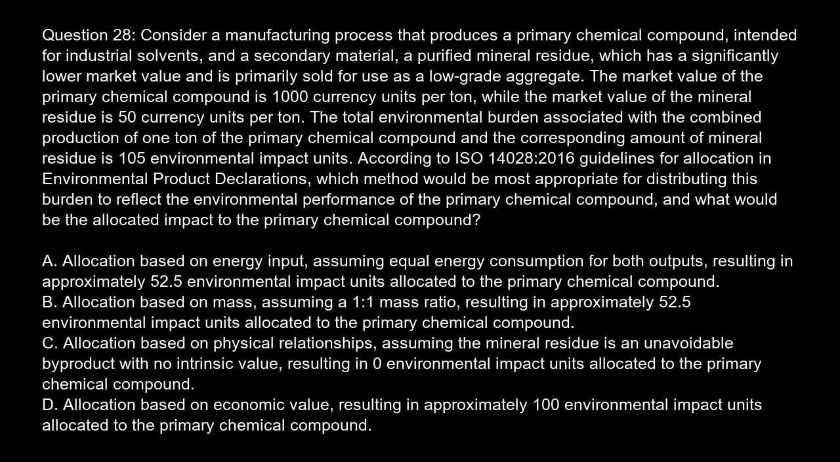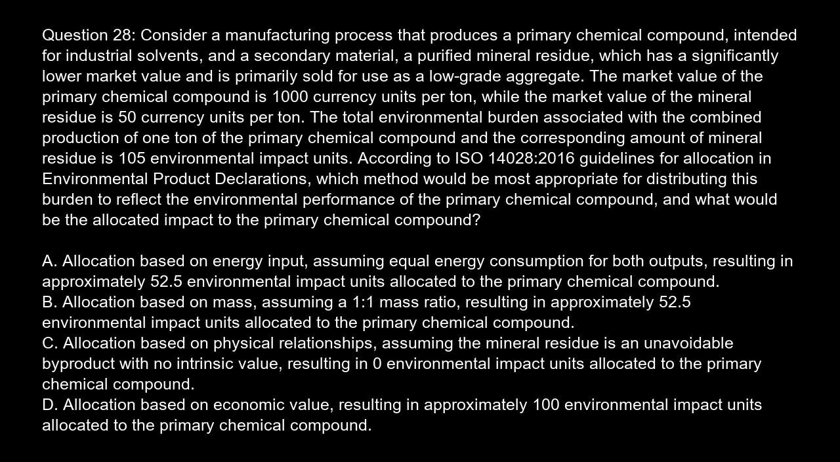Question 28. Consider a manufacturing process that produces a primary chemical compound intended for industrial solvents and a secondary material, a purified mineral residue, which has a significantly lower market value and is primarily sold for use as a low-grade aggregate. The market value of the primary chemical compound is 1,000 currency units per ton, while the market value of the mineral residue is 50 currency units per ton. The total environmental burden associated with the combined production of 1 ton of the primary chemical compound and the corresponding amount of mineral residue is 105 environmental impact units.